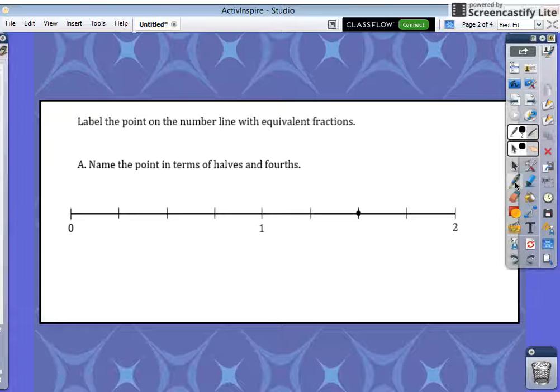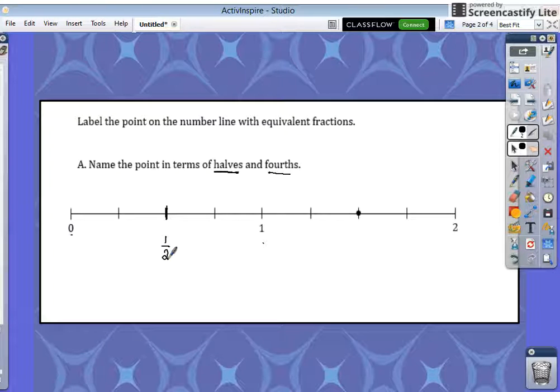The trick is to make sure you know what you need to place on the number line. For this example, we're going to be partitioning the number line into halves and then fourths. We can easily partition halves by thinking, okay, if I have 0 here and 1 here, the point exactly in the middle is going to represent 1/2.